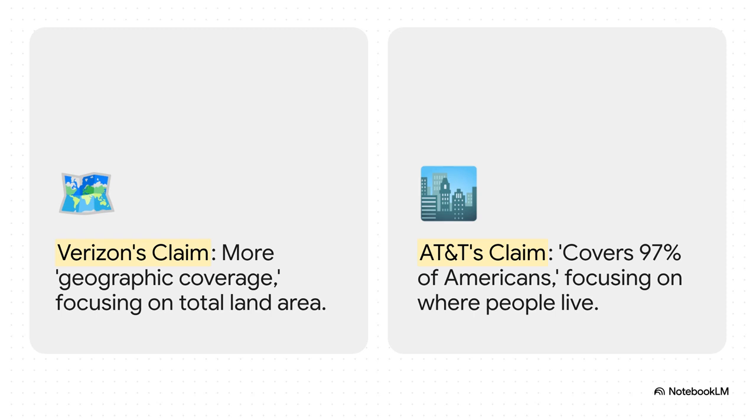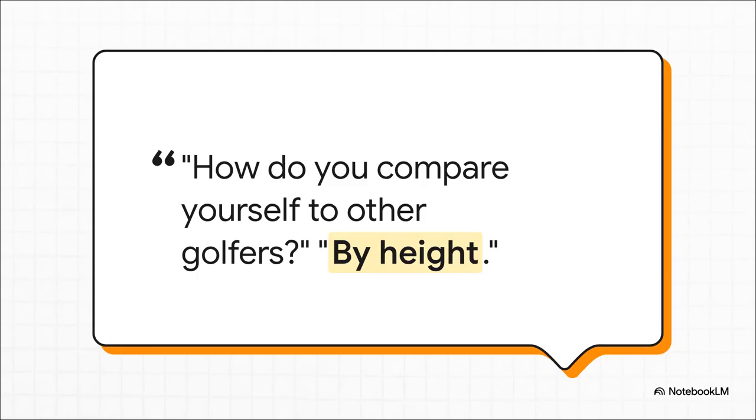Were either of them lying? Not technically, but they were telling two very different stories by measuring two totally different things. Which of course brings us to this classic line from Caddyshack. It perfectly illustrates the whole apples and oranges problem. Comparing golfers by height is ridiculous. It's funny in a movie.